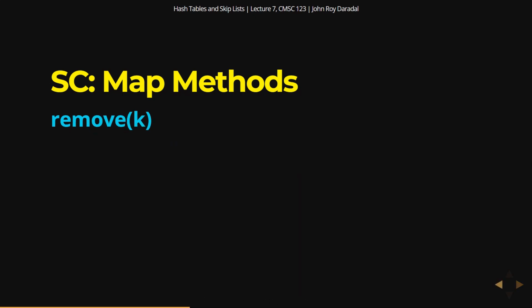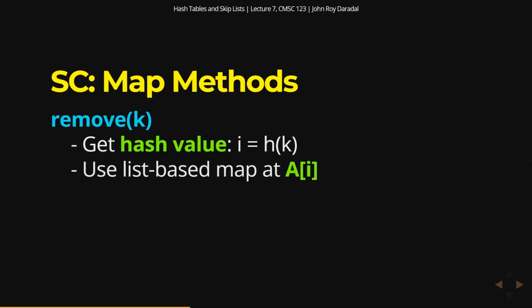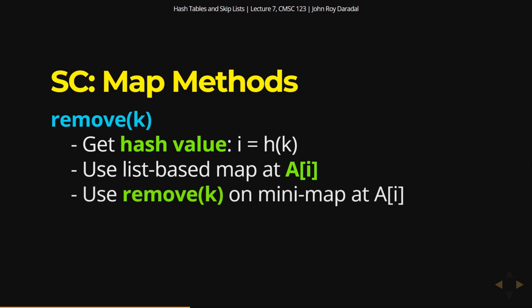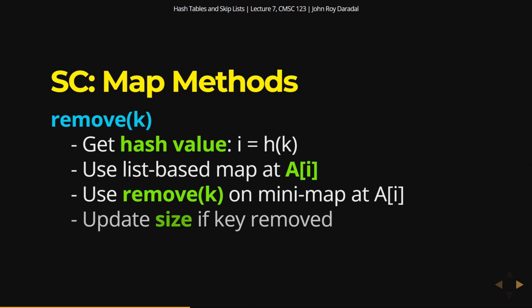And then for remove, again, it's more or less the same. We start with the hash value of the key, and through that we get the index, and then we'll use the list-based map at that index, and then we'll delegate the function call for remove to that minimap at that index. If the key was removed, then we'll update the size, so we'll decrease it. But if the key did not exist, so there's nothing to be removed, we won't update the size. So those are the three main methods for the map in separate chaining.